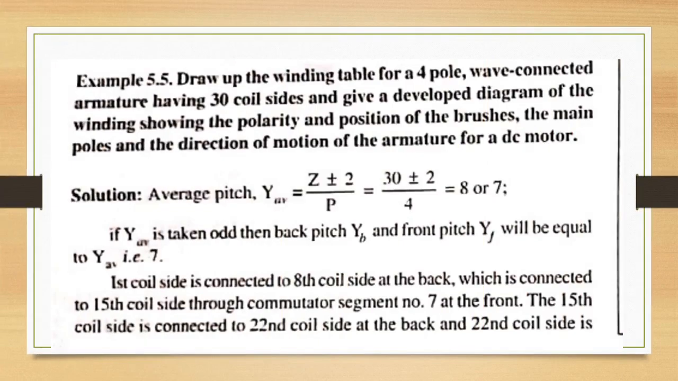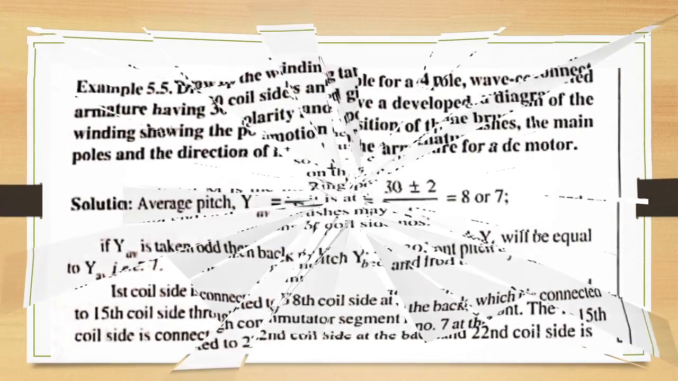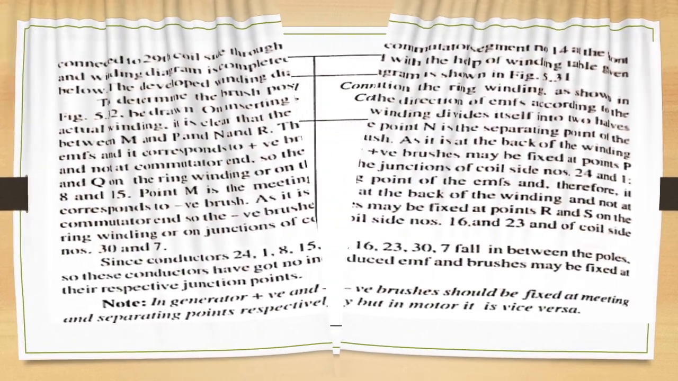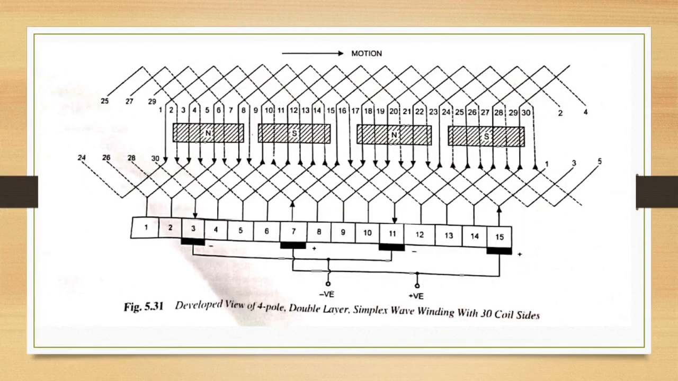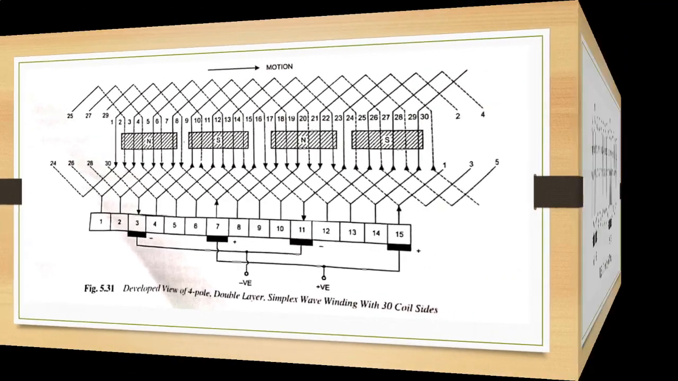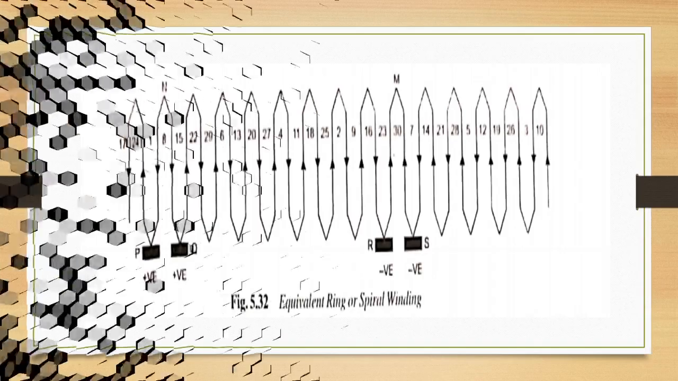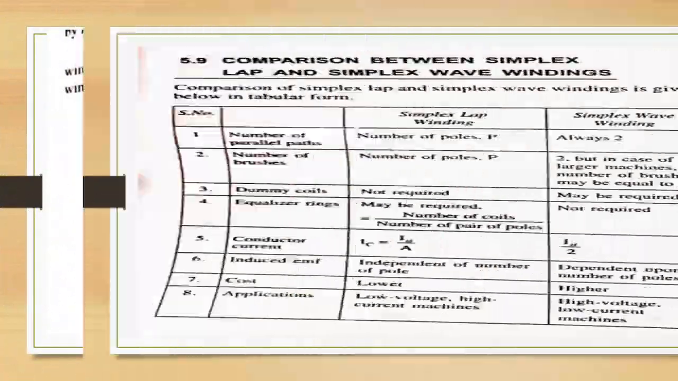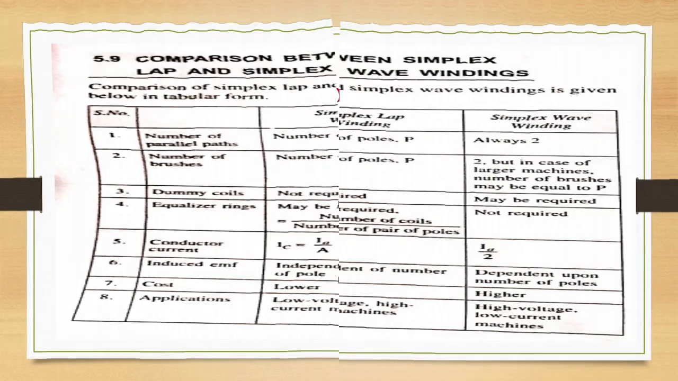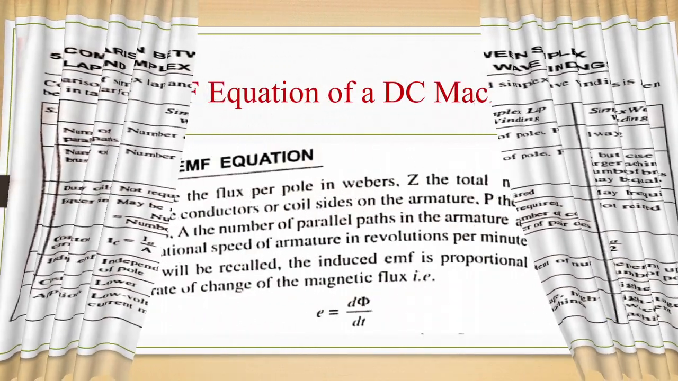Then we developed a winding diagram for a wave connected winding. How to draw the diagram, how to draw the tabular column, we have seen. This is a developed view of a 4-pole double layer simplex wave winding with 30 coil sides. Front end and back end connections we have made in that. Okay. Characteristics of wave winding we have seen. Comparison we have seen. So let us start today's class.